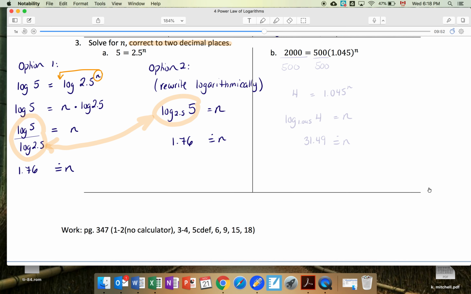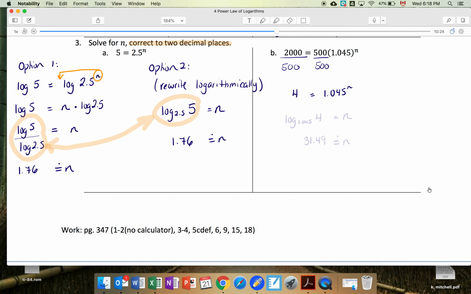All right, and we'll get into that a little bit more on the next page. We'll just finish this example. So before I can go on and do anything with example B, I have to deal with the 500 that's in front of my base and my exponent. So I'm going to divide both sides by 500 to get rid of it. So I have 2,000 divided by 500, which gives me 4. And then I have 500 divided by 500, which is obviously 1. And I'm left with 1.045 to the power of n.